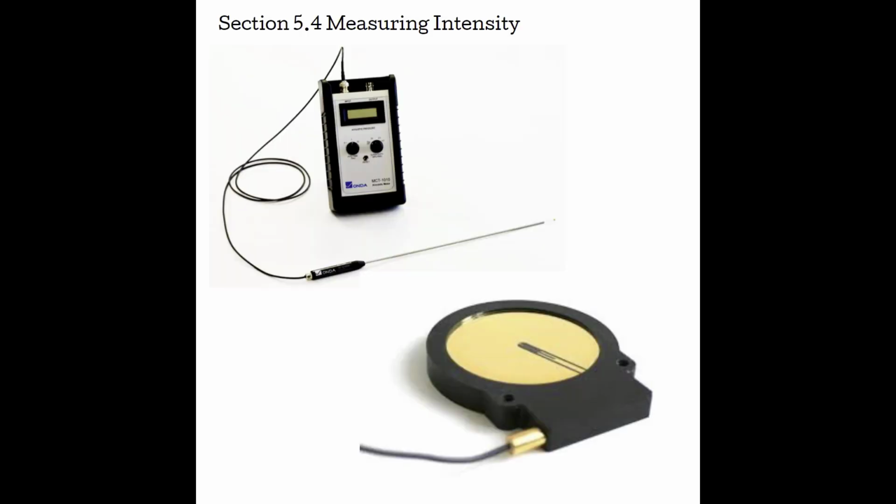Section 5.4, measuring intensity. Here I've got a couple examples of hydrophones, which are also known as microprobes. These are tools that can measure the output intensity of a beam that's produced by one of our ultrasound transducers. I have two types of hydrophones imaged here. We have the needle variety, which can be moved around through the beam, and then we have the disc variety that kind of catches all of the information from the beam.